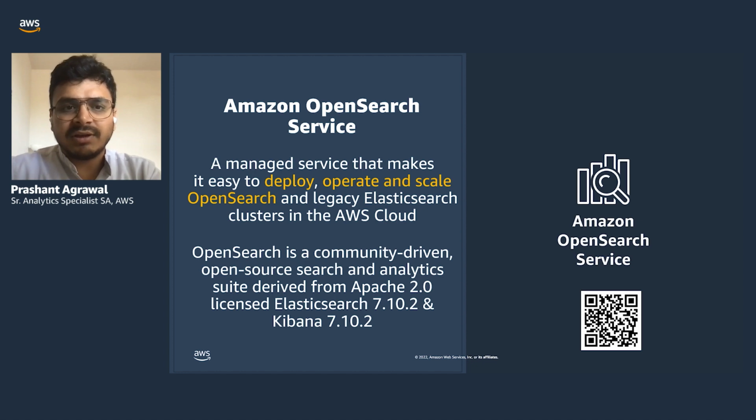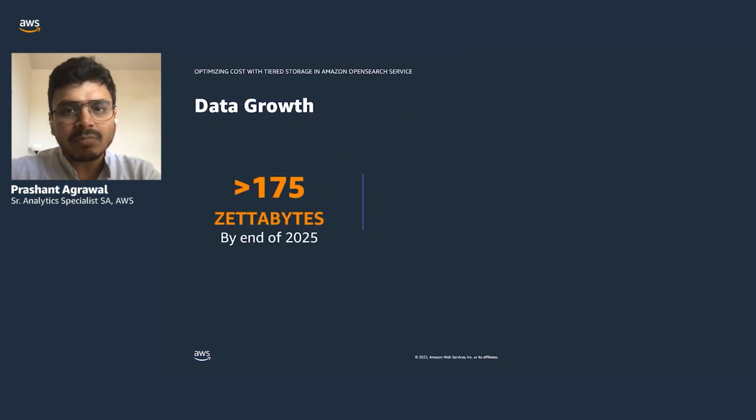Let's take a quick detour and see what exactly OpenSearch is. OpenSearch is a community-driven open source search and analytics suite which is derived from the Apache 2.0 licensed version of Elasticsearch 7.10.2 and Kibana 7.10.2. So OpenSearch is a rename for Elasticsearch, whereas OpenSearch Dashboards is a rename for Kibana.